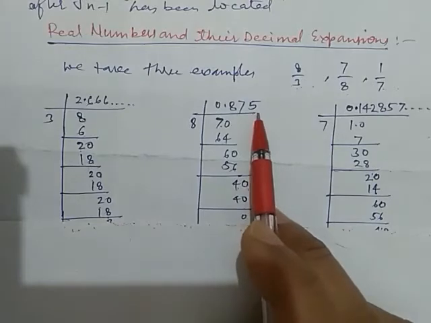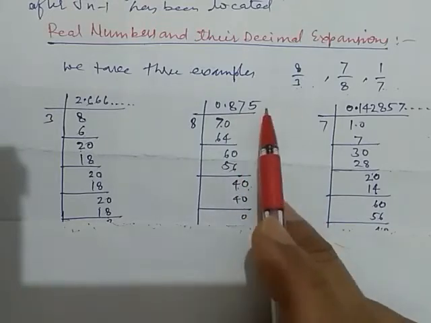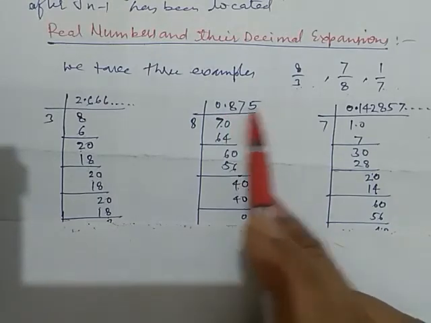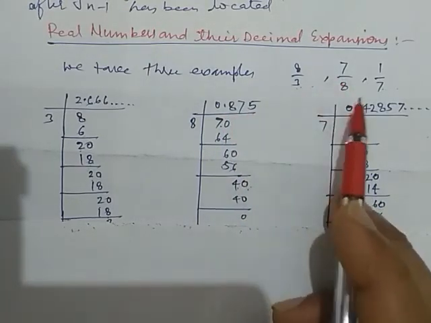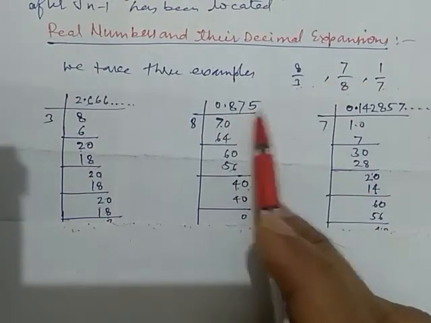Okay. And this is what? Not endless. This is terminating. 0.875 is a terminating decimal. Okay. So 7 by 8, which is a rational number, and this is the decimal form of this.